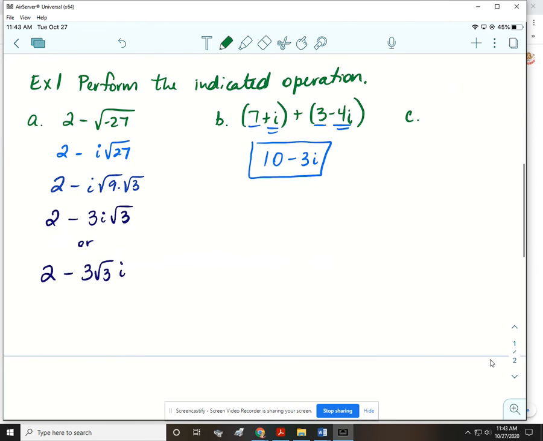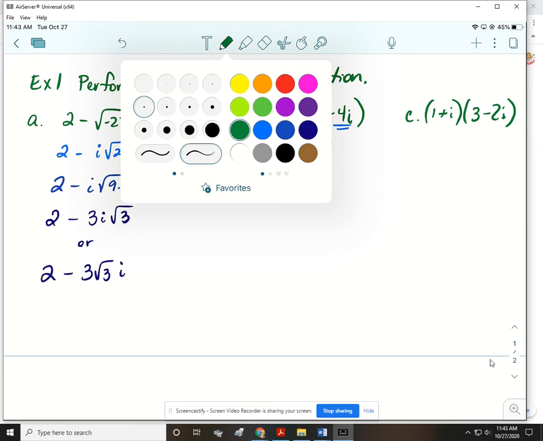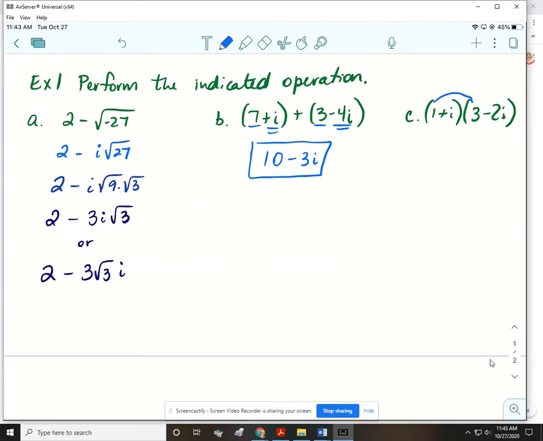All right, and then for C, we have the quantity 1 plus i times the quantity 3 minus 2i. Okay, so we are going to do the double distributive. So we'll start off and we're going to distribute 1.